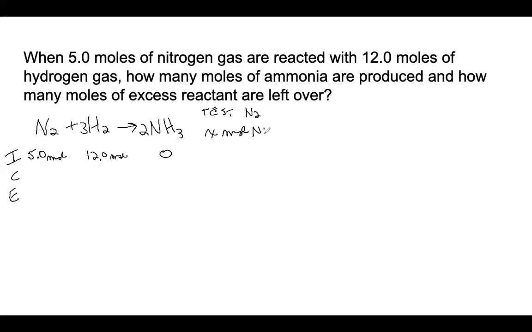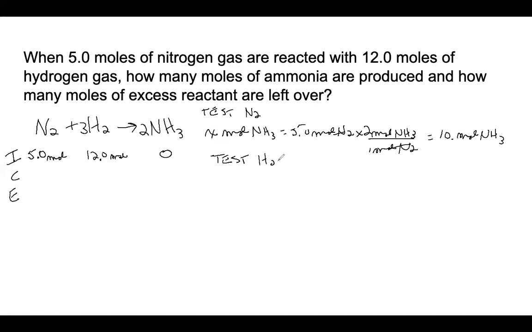So X moles of NH3, set that equal to the amount of nitrogen that you have, 5.0 moles of N2, with the mole ratio from the coefficients: 2 moles of NH3 for every 1 mole of N2. The moles of N2 cancel, 2 times 5, we get 10 moles of NH3. All right, that's how much we would get if we used up all of the nitrogen. So now we're going to do the same thing with the hydrogen.